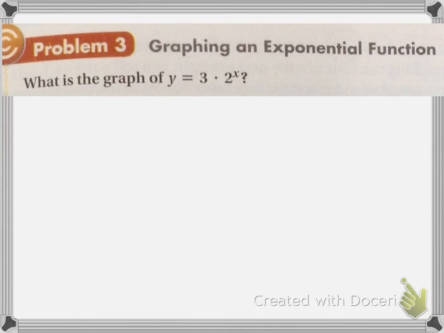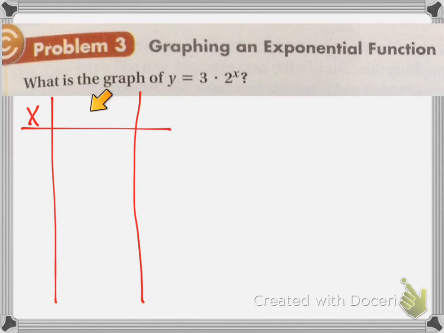So that's what we're going to do. We're going to pick some X's. Remember, this is the process column, so we're going to put our function in there. 3 times 2 to the X. And then we're going to get a Y out. That's it. So pick some X's.